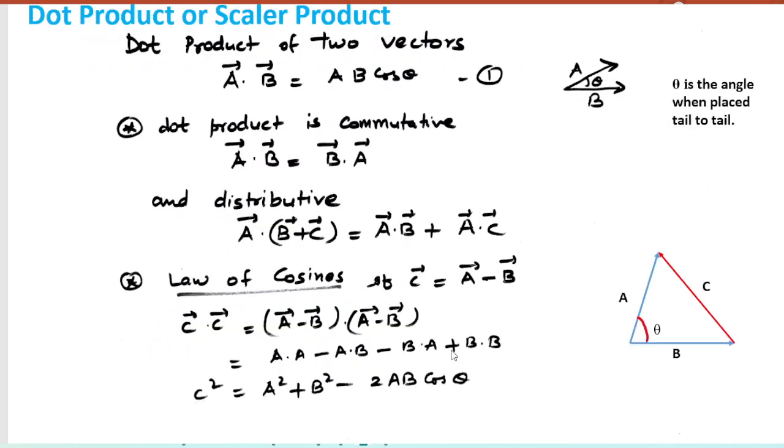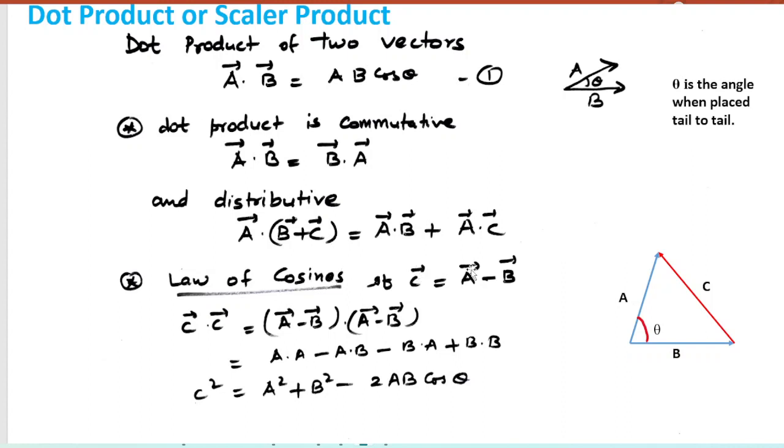Now we will discuss the dot product or scalar product, which is the product between two vectors denoted by a dot. A dot B equals the magnitude of A times the magnitude of B times cos theta, where theta is the angle between these two vectors. The dot product is commutative, meaning we can interchange vector A with B: A dot B equals B dot A. It is also distributive: A dot (B plus C) equals A dot B plus A dot C.